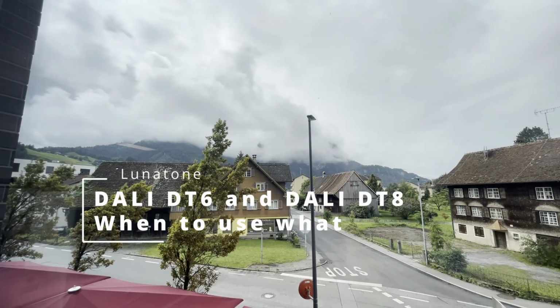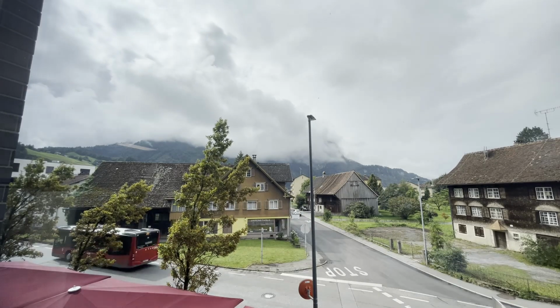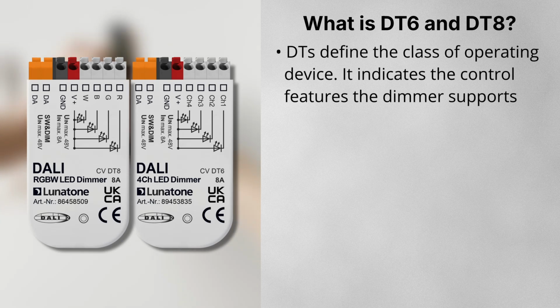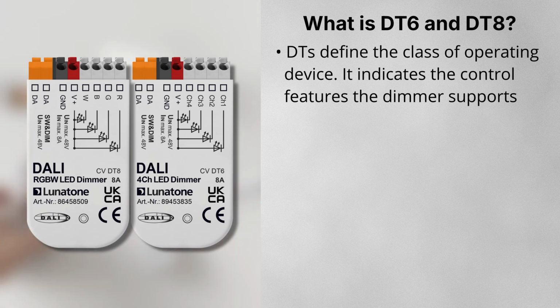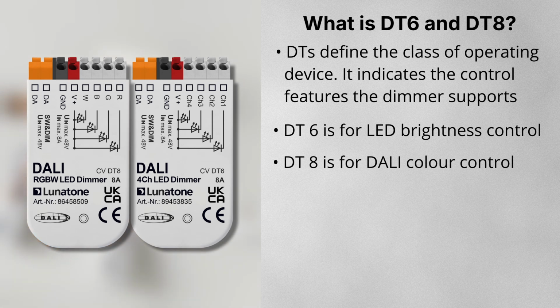In this video, we'll go through the key differences between DT6 and DT8 lighting control. In DALI, device types, or DTs, define the class of an operating device. It indicates which respective control features the DALI dimmer supports. Device type 6 is designed for LED brightness control. Device type 8 is designed for DALI color control.